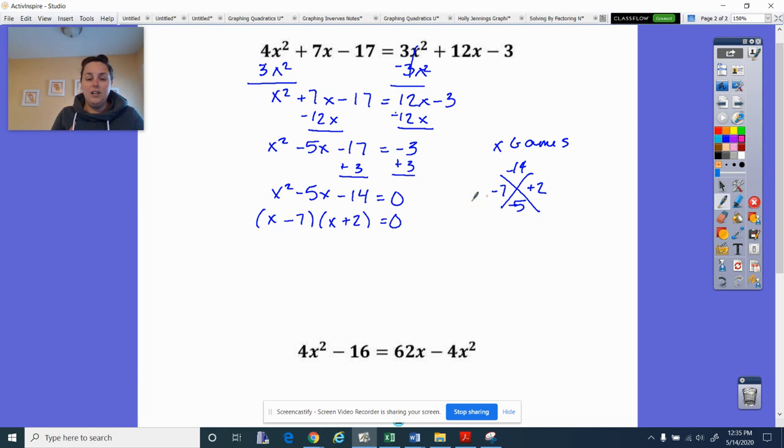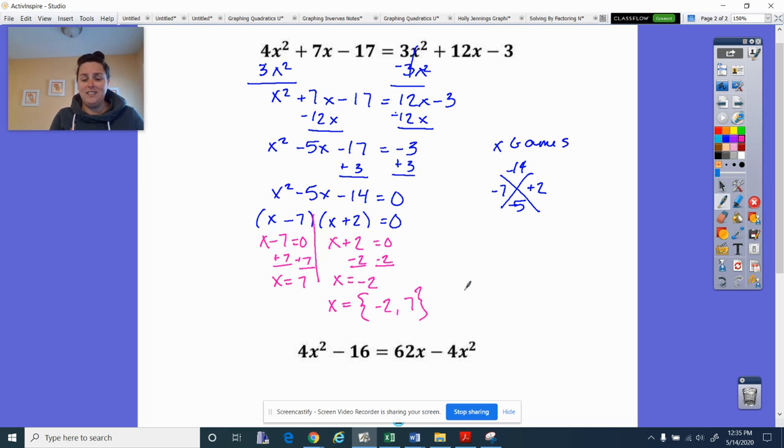And from here, this is where I need to set each of these factors equal to 0 and solve. So I have x minus 7 equals 0 and x plus 2 equals 0. I'm adding 7 here, so x equals 7. We're going to subtract 2, and I have x equals negative 2. So my solutions in the fancy brackets are negative 2 and 7, and I just like to write them in number order. So there you go. That's where this parabola will cross the x-axis.